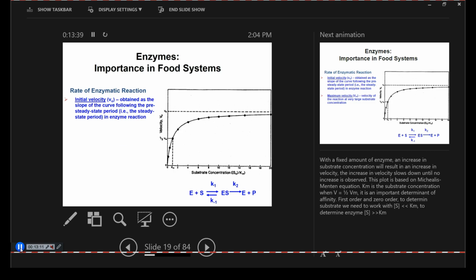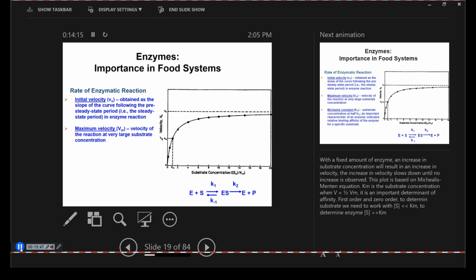Okay, so that's the initial velocity, and if we run the same reaction at different substrate concentrations, 0, 1, 2, 3, 4, whatever, molar, millimolar, micromolar, every time you run the reaction at a different substrate concentration, you get a different initial velocity. If you plot the velocity of these different reactions against their substrate concentrations, you get this kind of a curve.